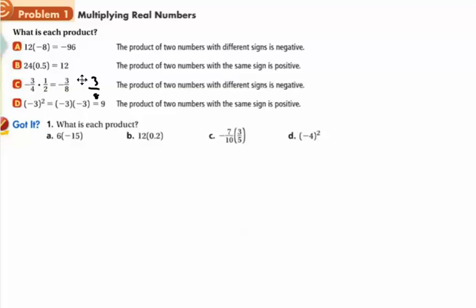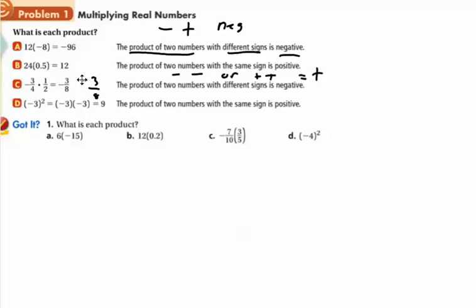But what I want you to notice is that when you take the product of two numbers with different signs, it's negative. And how I think about that is negative, positive. There's an odd number of negatives, so it's going to be a negative. And the product of two numbers with the same sign, so negative, negative, or positive, positive, you get positive when you multiply them together. This works for division as well.